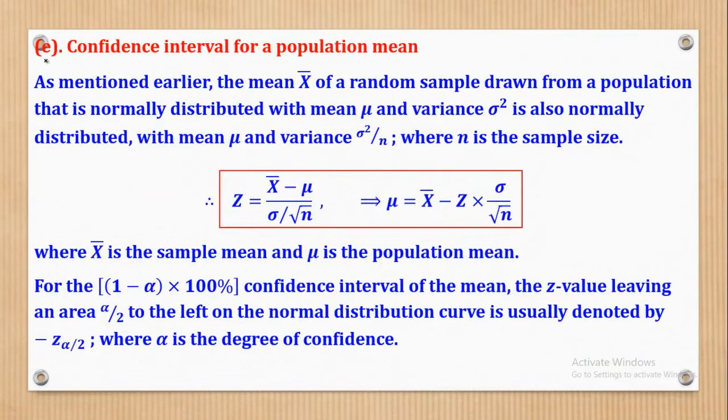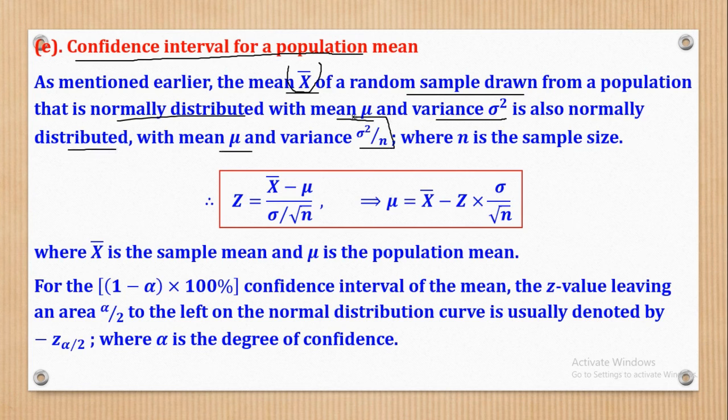Now we shall go to another part, which is confidence interval of a population mean. Now, as mentioned earlier, the mean this of a random sample drawn from a population is normally distributed with mean this. So this mu is population mean, like we have said earlier, and this one is sample mean. And variance sigma squared is also normally distributed with mean this and variance that. Variance now is the standard error, where n is a sample size.